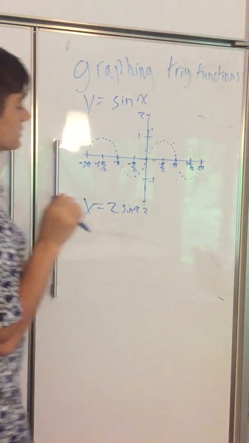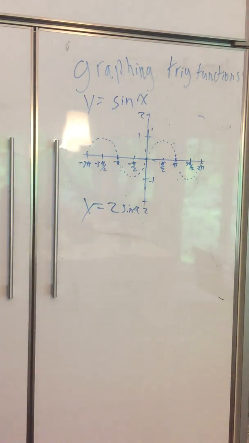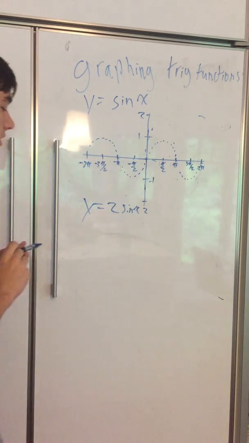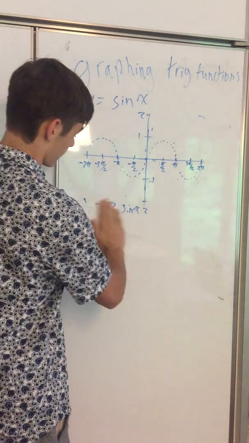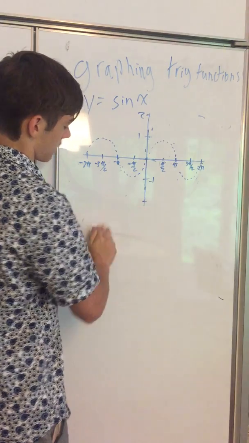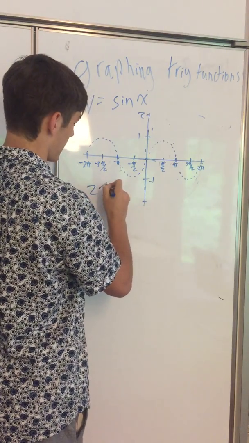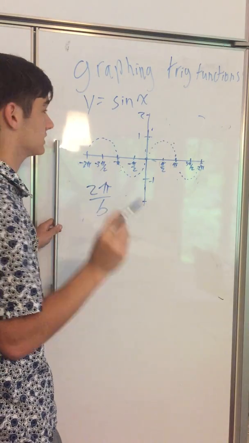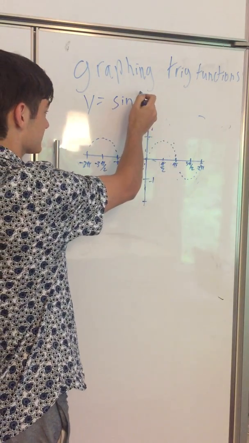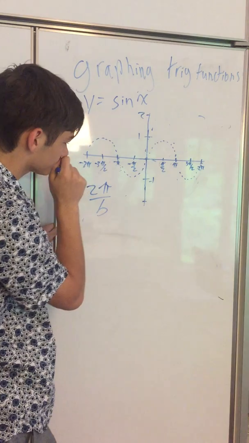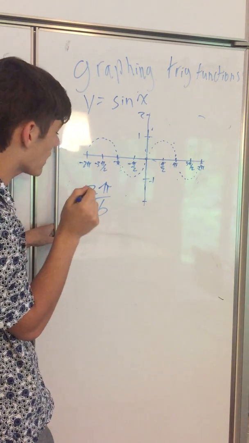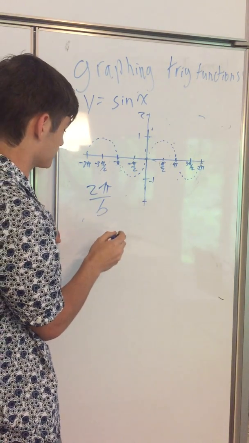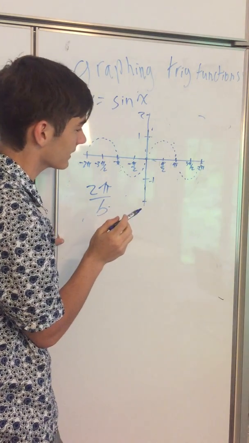Okay, so the second thing you can do is change the period. The period has a formula of 2 pi over b, and b is the coefficient of x in the trig function. So right now, x has a coefficient of 1, so the period would be 2 pi.